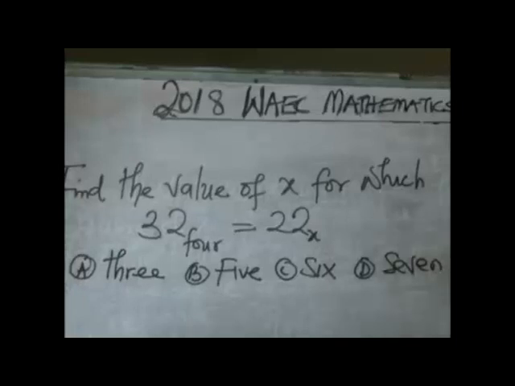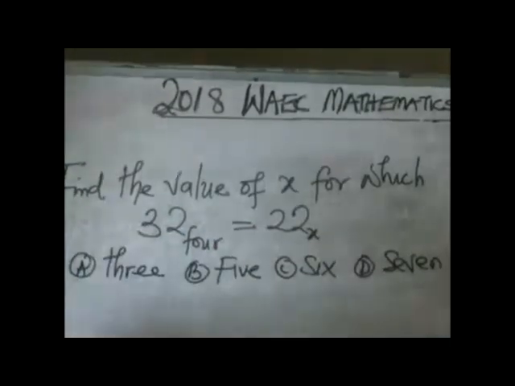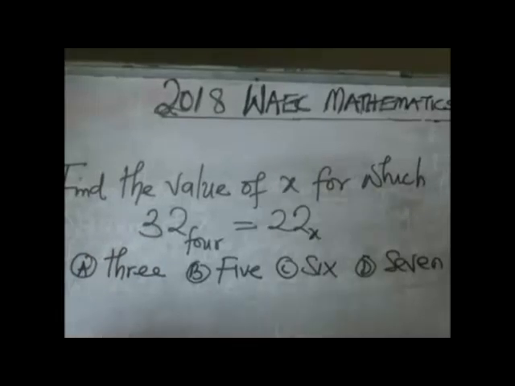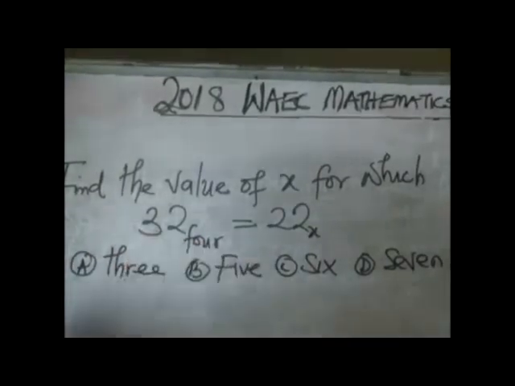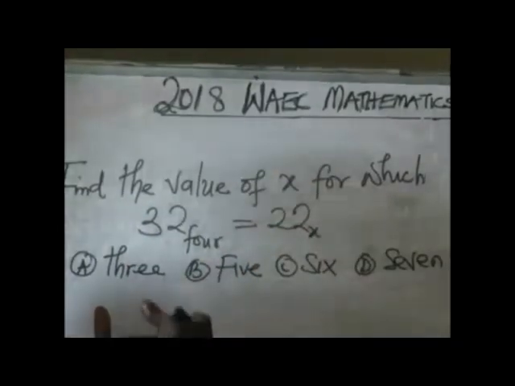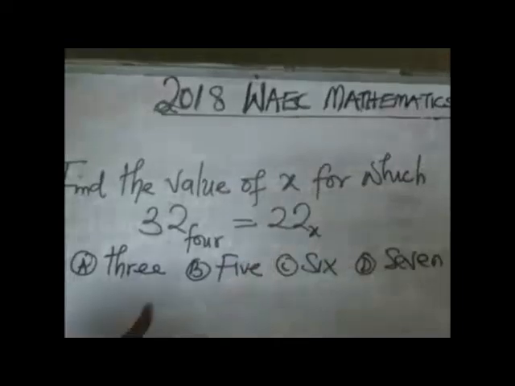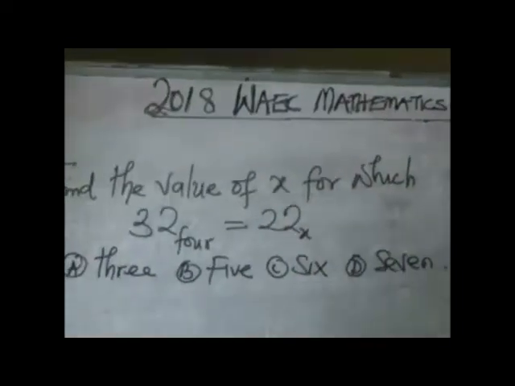So the first thing you should think about is how do I convert these two to equal bases? And we have the standard base, which is base 10. So it's very easy for you to convert 32 base 4 to base 10, and convert 22 base x to base 10, so that you can equate them into an equation. By so doing, you will be able to determine the value of x. So let's watch out. Let's see how it goes.